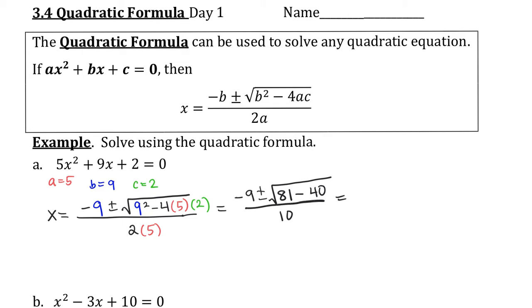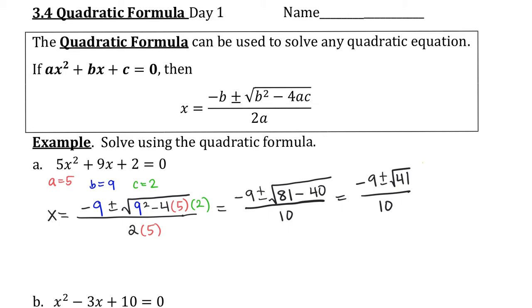Okay, let's subtract the radical. 81 minus 40 is the square root of 41. The whole thing's over 10. Now let me look at the radical. Do I know the square root of 41? It's irrational. Can I simplify it? No, it's a prime number.